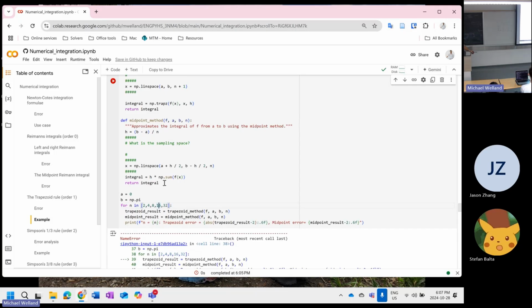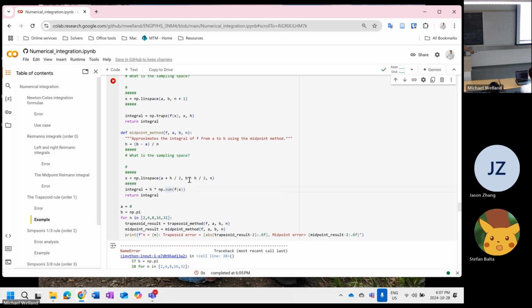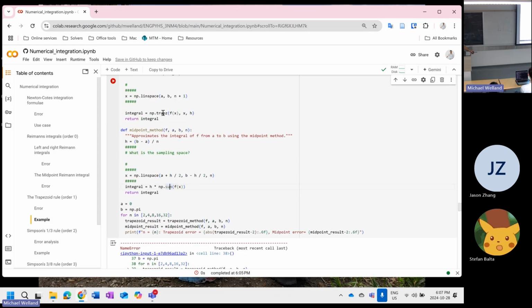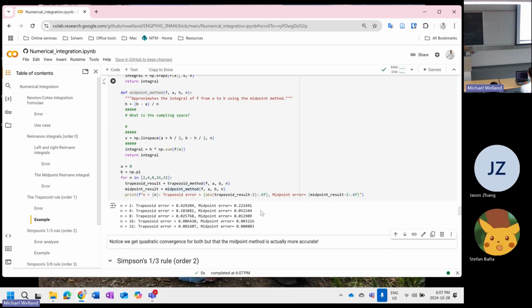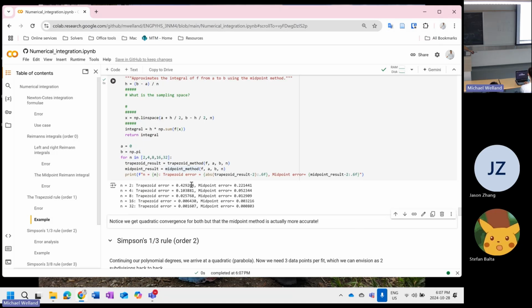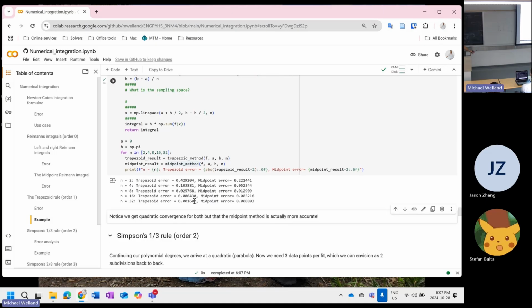And let's take a look at what it does. Midpoint is nice actually because all you need to do is a sum. That's it. Whereas you need to use the trapz function from NumPy to get the trapezoid one. So sure enough, and not so surprisingly, both are order h squared, which means when we double the number of steps or the number of subintervals, it goes down by 4, right? 2 squared, 4. And what you see is actually midpoint is better by roughly a factor of 2.